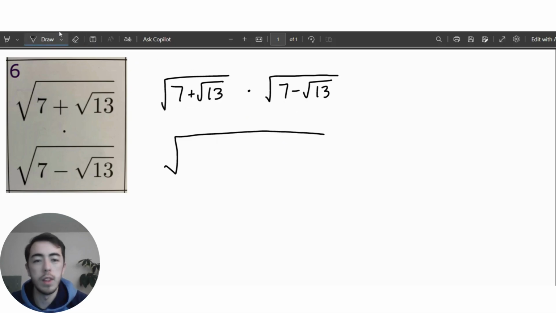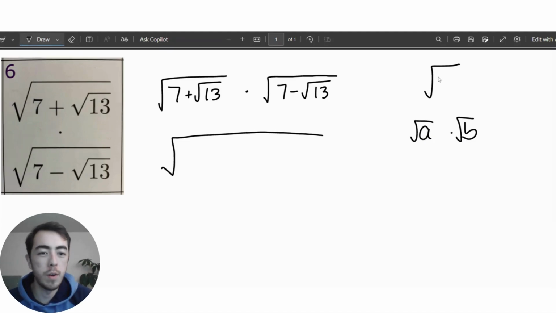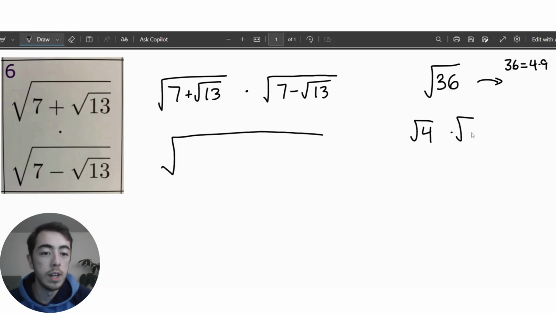I'm going to claim that I can take the square root of a product and make it a product of square roots. And let's actually take the square root of 36 as the example. I know that 36 is the same thing as 4 times 9. And what I want to show is that if I split up the square root of 36 into the square root of 4 times the square root of 9, it's still going to be the same.